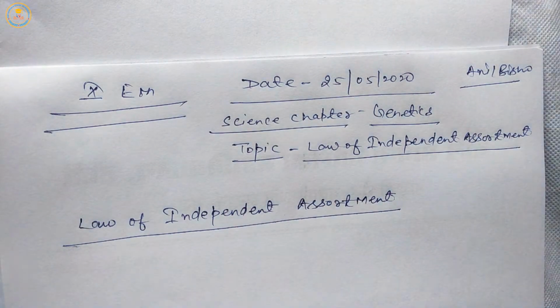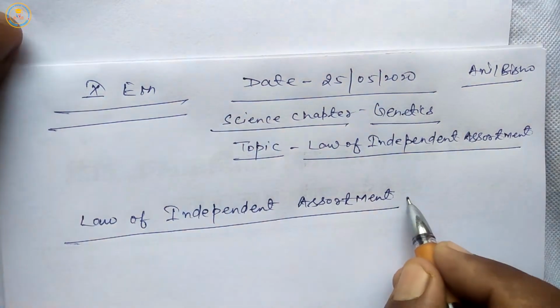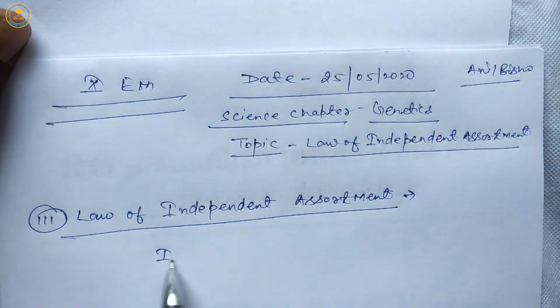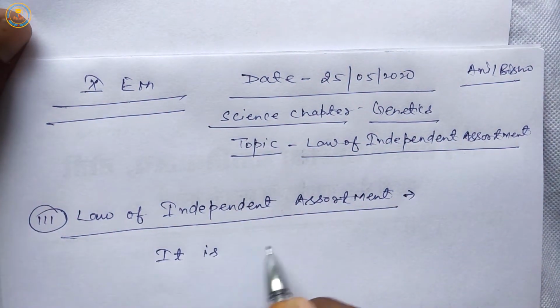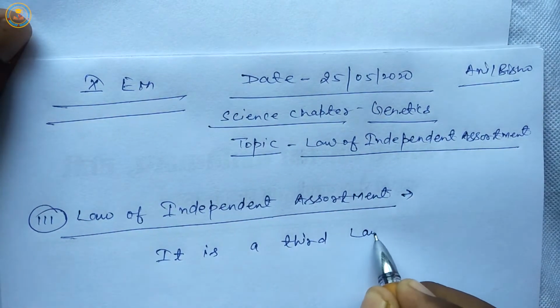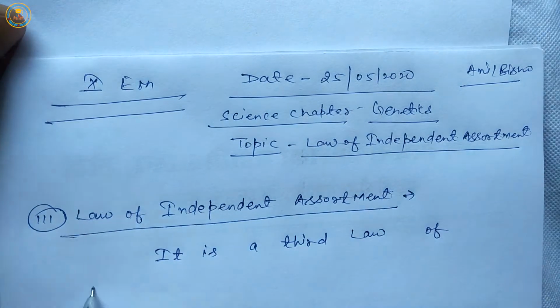Students, the law of dominance is the first law, segregation is the second law, so this is the third law of inheritance.